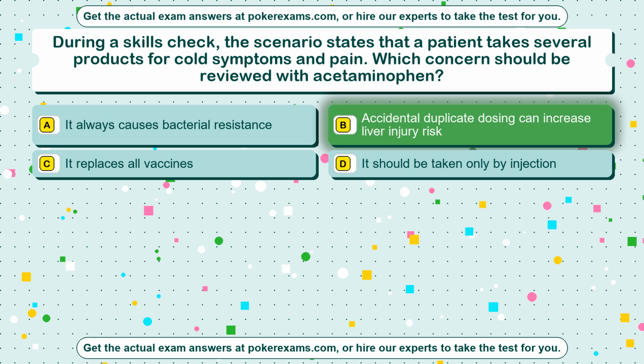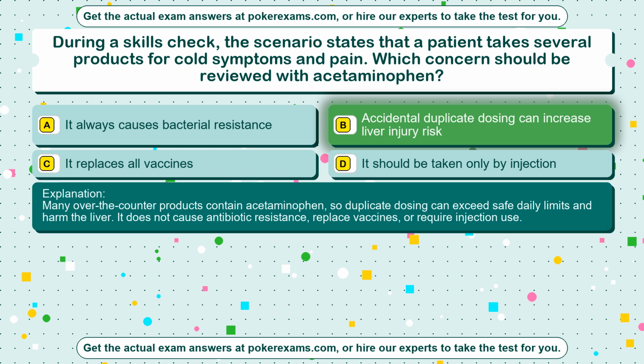The correct answer is option B. Accidental duplicate dosing can increase liver injury risk. Many over-the-counter products contain acetaminophen, so duplicate dosing can exceed safe daily limits and harm the liver. It does not cause antibiotic resistance, replace vaccines, or require injection use.